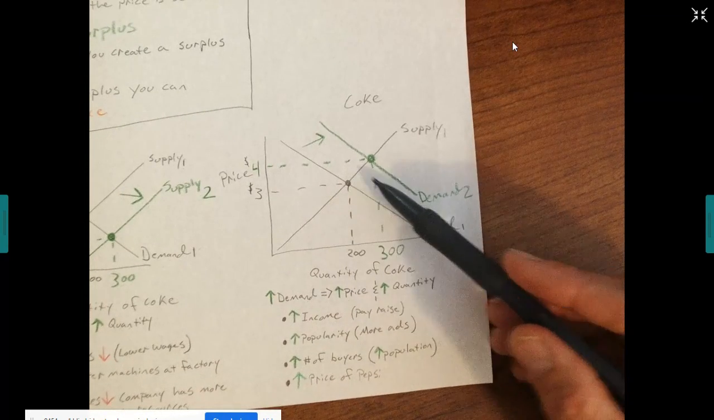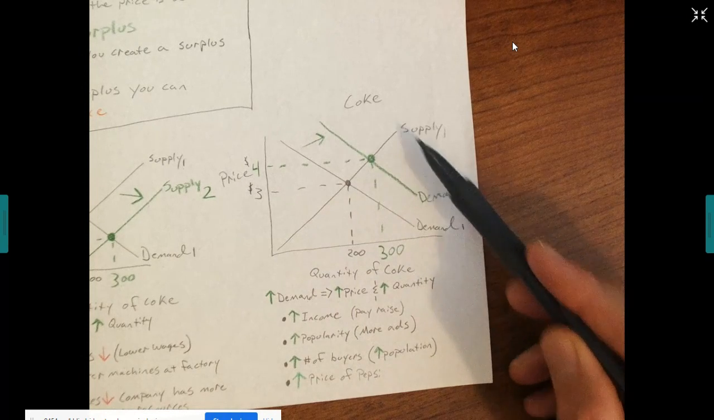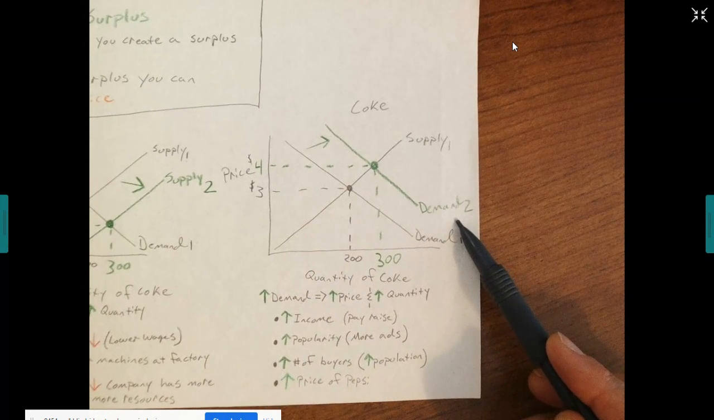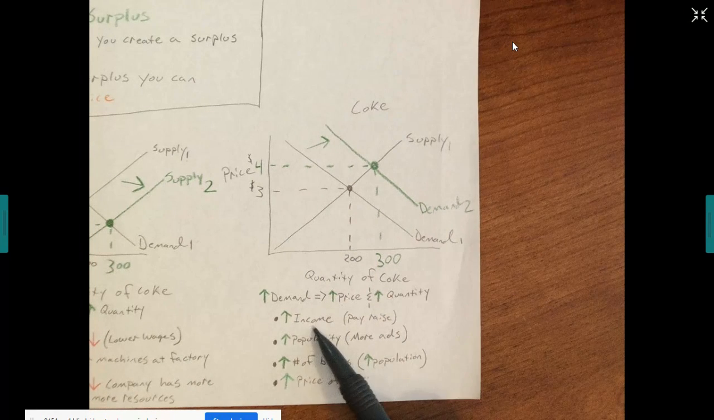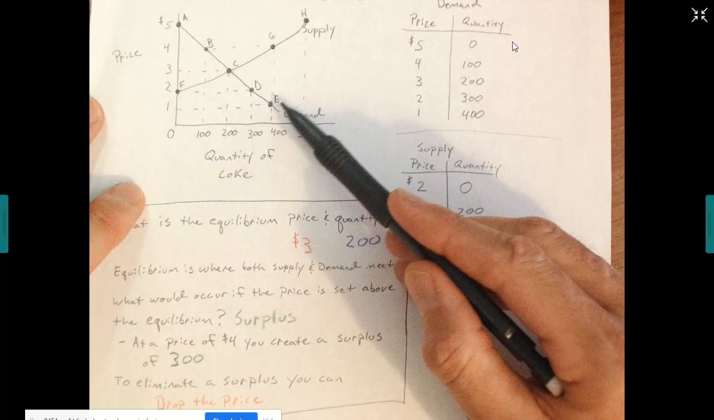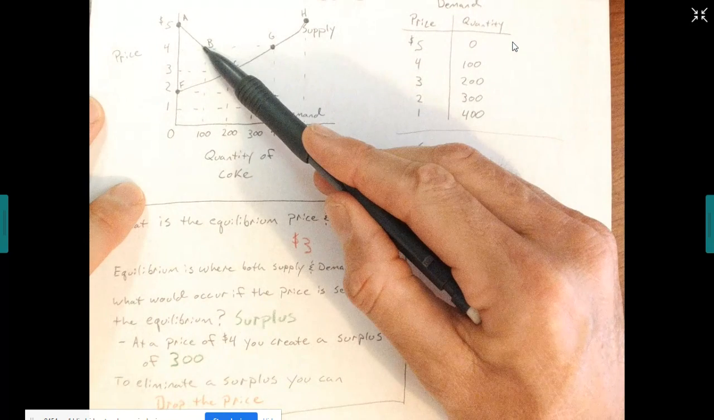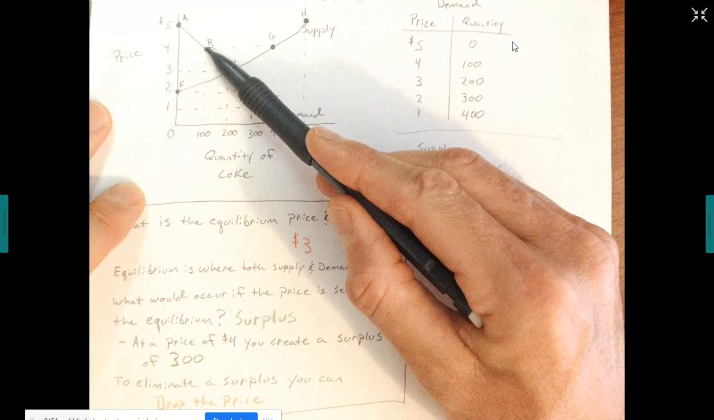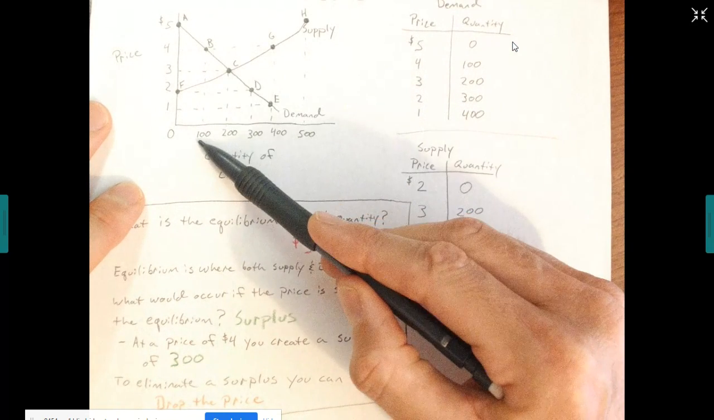We could also see that if supply remained constant, but demand were to increase, there would be changes as well. Remember, demand can be influenced by things like your income, popularity, number of buyers, or the price of a substitute. If the price of the substitute, like Pepsi, were to increase, then the number of units of Pepsi being purchased would drop. And therefore, more people would simply demand the original Coca-Cola.